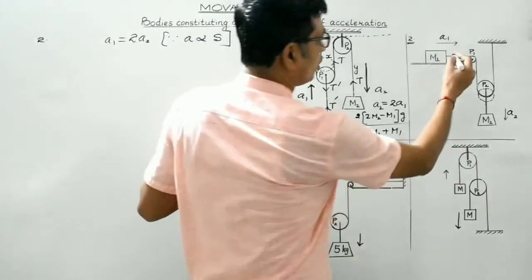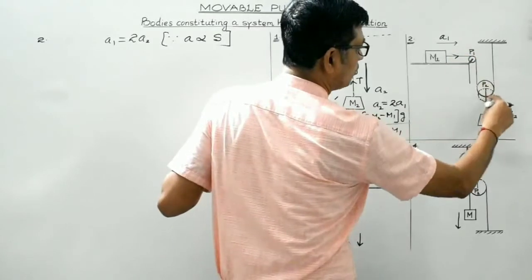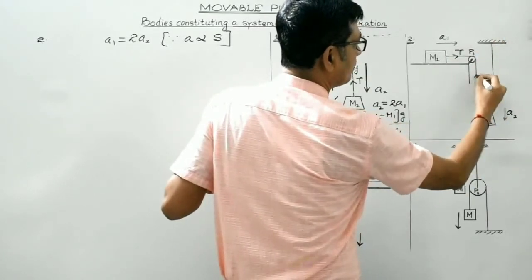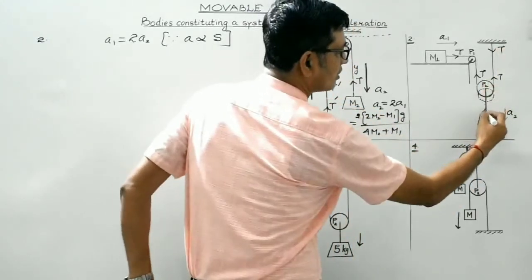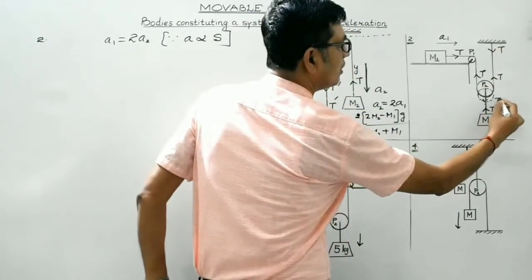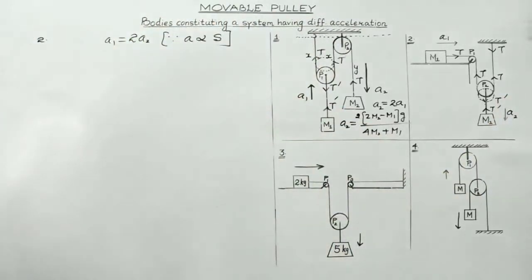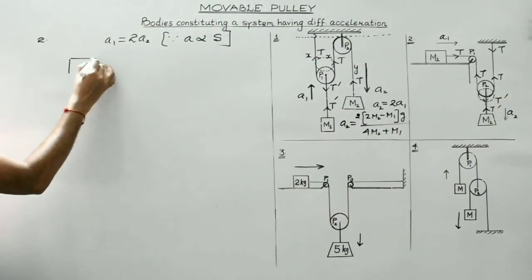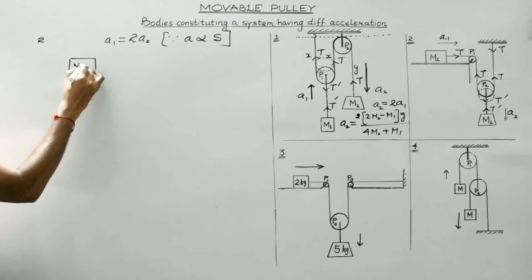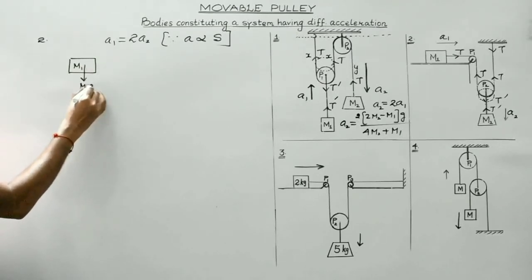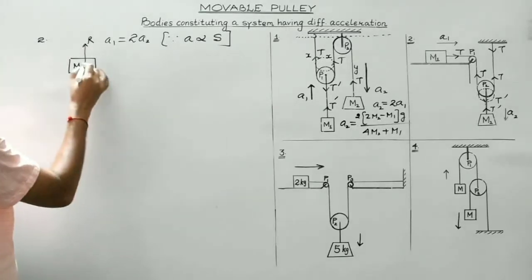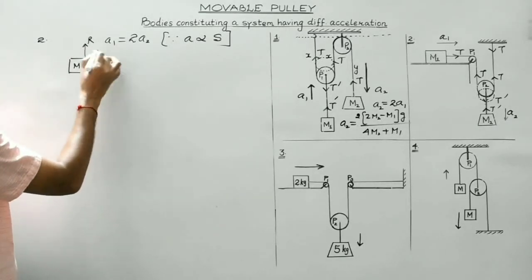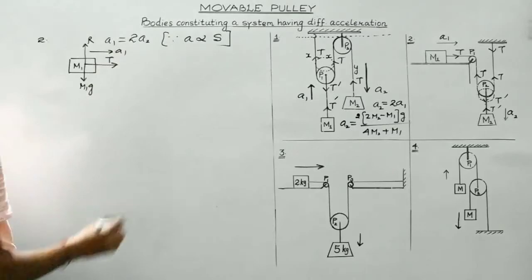Now let's draw the free body diagram. This is the same string, so tension would be the same. This is the tension. This is another string. Suppose the tension is T dash. Now, for M1, its weight is M1G, the reaction acts perpendicular to the surface on which it is placed, and this is tension T, and it has acceleration A1 along this direction.